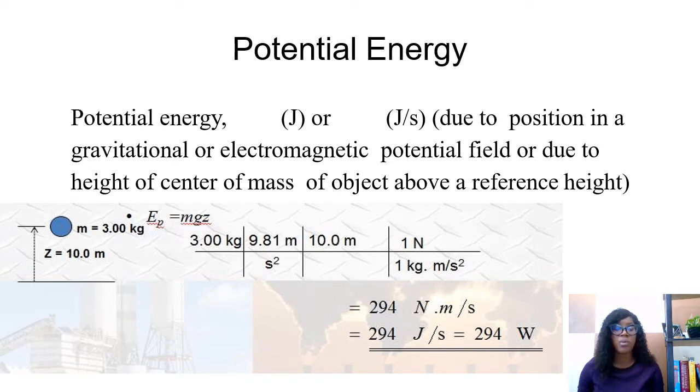So in this example, we have the object being 3 kilograms and the height above the reference point being 10 meters. If we would like to calculate the potential energy, we simply multiply the given variables. Of course, you would need to know what g is, which is something you should know by heart, which is 9.81 meters per second squared. So we have 3 kilograms times 9.81 meters per second squared, multiplied by 10 meters. Of course, you would need to do your conversion in order to get the units in joules, or in joules per second as well.